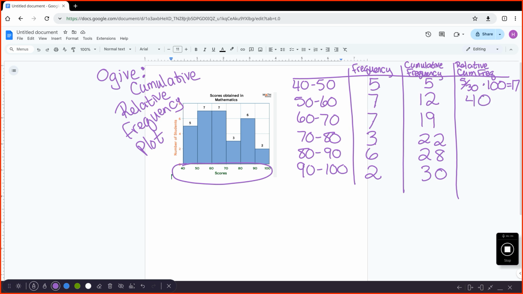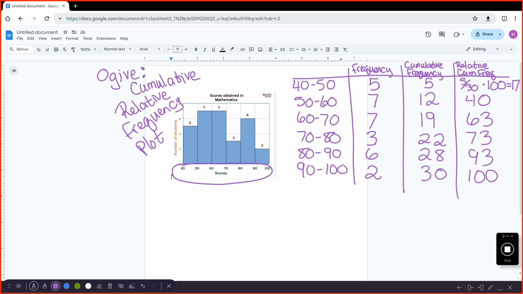Then I'm going to do 19 divided by 30, which is about 63%. Then I'm going to do 22 divided by 30, which is 73%. 28 divided by 30 is 93%. And 30 divided by 30 is 100%. So that's why the last number is always 100, because that's everybody. Okay? So now I'm going to make myself another graph.